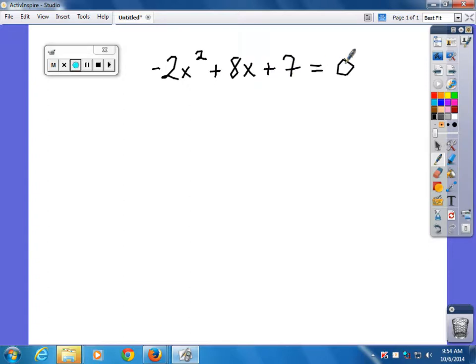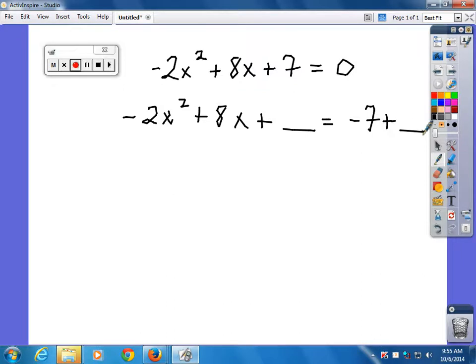2x squared plus 8x plus 7 is equal to 0. So if you've got this in your notes, you don't have to redo it. I'm just going to cover the first 4 or 5 steps. And that'll be negative 2x squared plus 8x plus blank is equal to negative 7 plus blank.